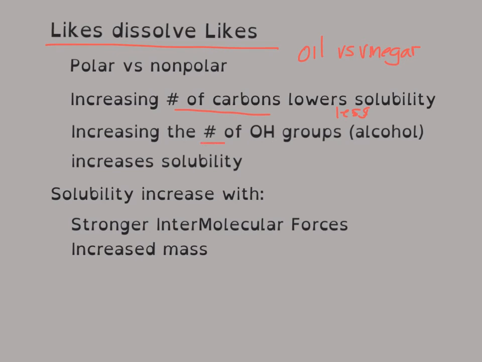And if you increase the number of hydroxyl groups or alcohol, you will increase the solubility. So that's the opposite of the number of carbons. Solubility will also increase based on the stronger intermolecular forces. So the stronger the forces, the more like a polar molecule it is, and also with increased masses. So some factors that can change how well things will dissolve can also be attributed to the solute and the solvent and their interactions and what they're made of.